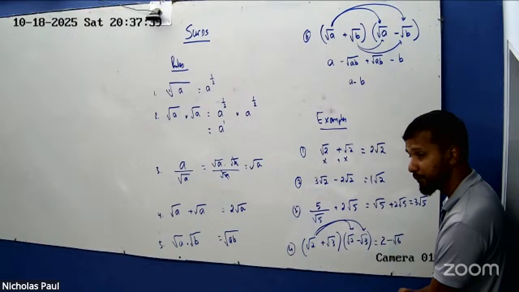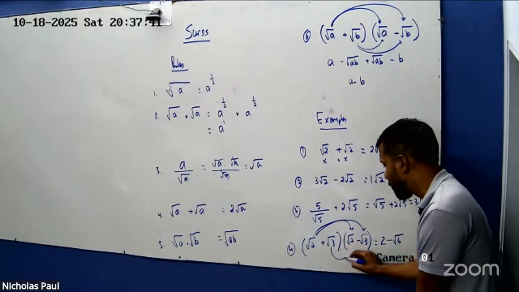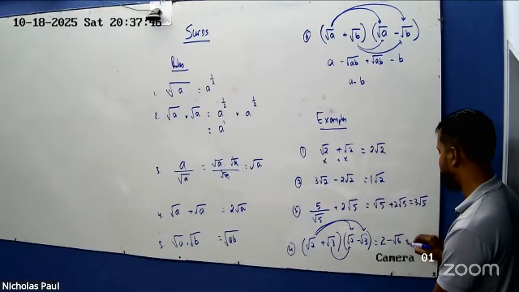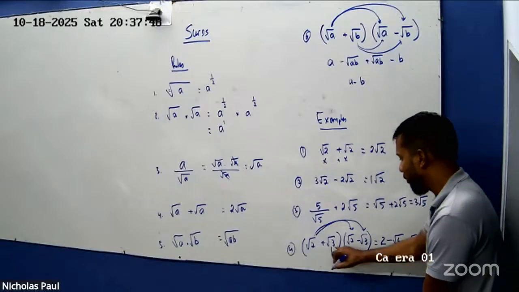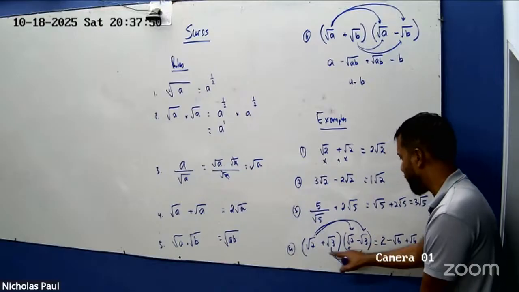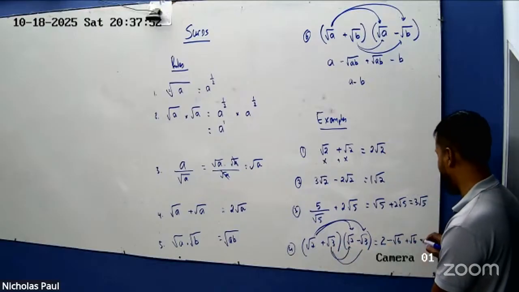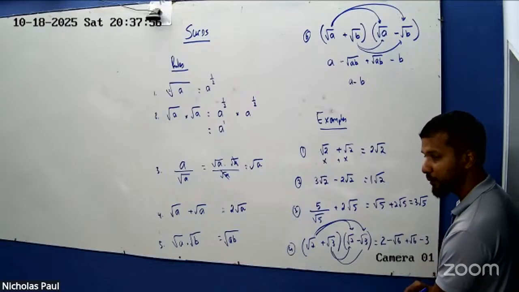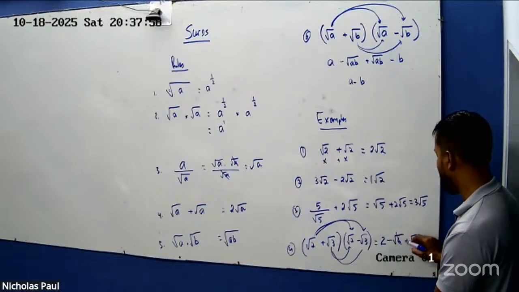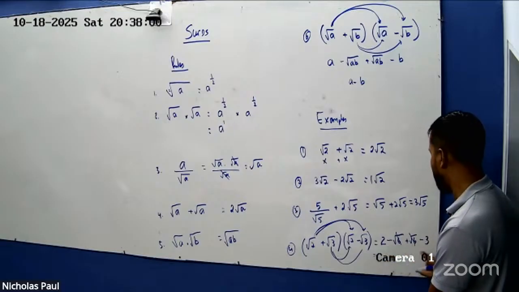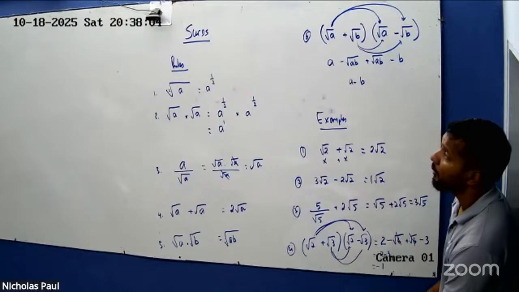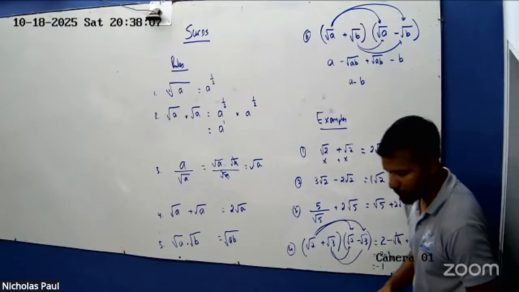Same thing here. Root 3 by root 2 is positive root 6. Root 3 by root 3, sorry, positive by minus is a minus. Root 3 by root 3 is 3. These two will cancel, and you have 2 minus 3, which is minus 1. So the answer was minus 1.